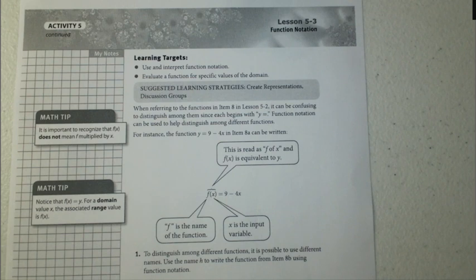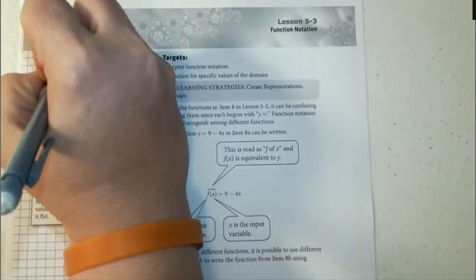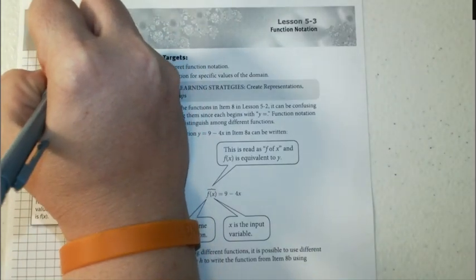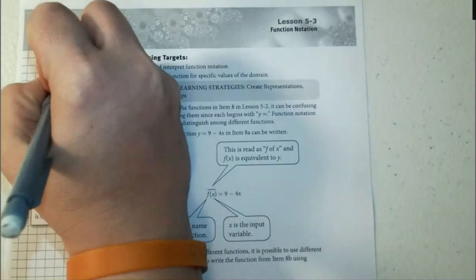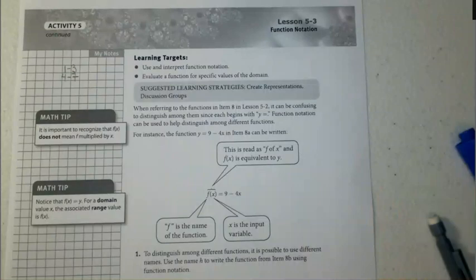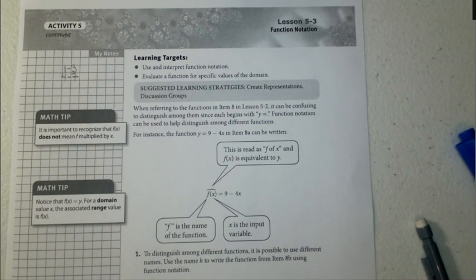All right, we are now covering today 5.3, which is on function notation. This is chunked into two separate sections, 1 to 3, and then 4 to 7. Let's take a look. They gave us two math tips to start. It's important to recognize that the f of x does not mean f multiplied by x. And notice that f parentheses x equals y. For a domain value x, the associated range value is f parentheses x.